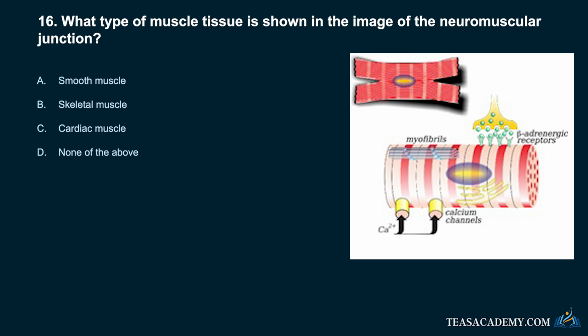16. What type of muscle tissue is shown in the image of the neuromuscular junction? A. Smooth muscle, B. Skeletal muscle, C. Cardiac muscle, D. None of the above.